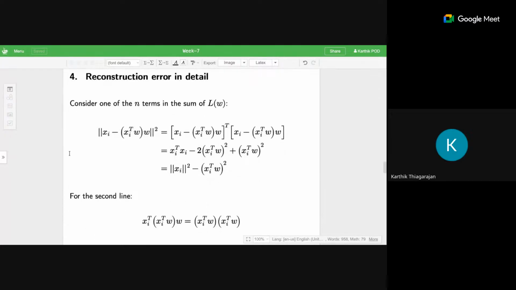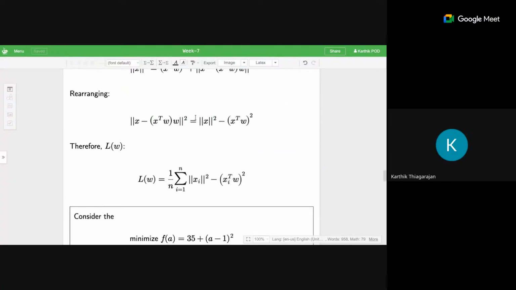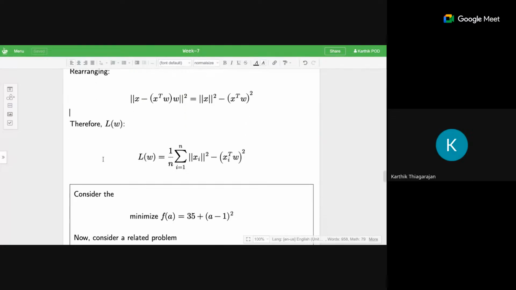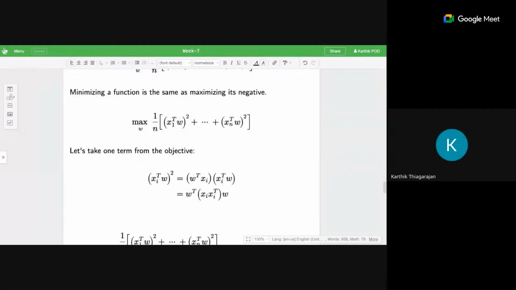So what you do is you expand the reconstruction error for one data point, you move things around, and you end up with this formula, which is norm x square minus x transpose w whole square. So that is the reconstruction error for one data point. Now, since the loss function only depends on w and not on the xi, the optimum value of W is dependent only on terms which involve W, right? So you can get rid of these xi squares and you end up with an expression like this, which you want to minimize, okay?